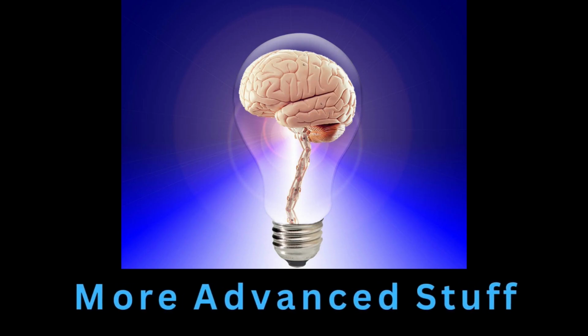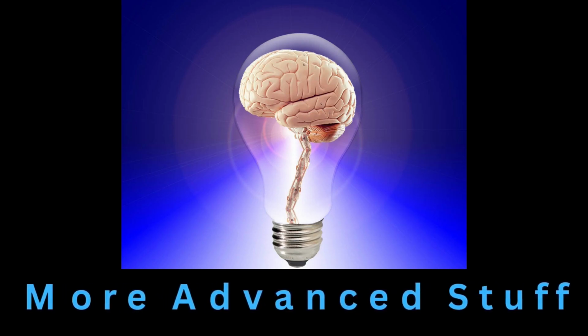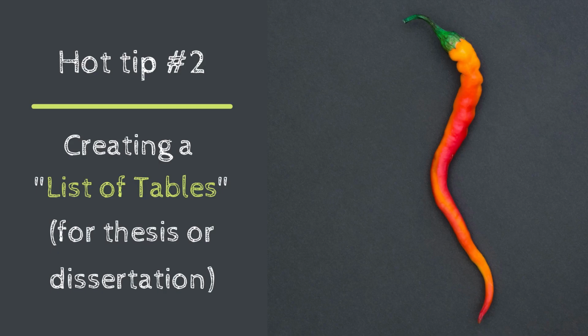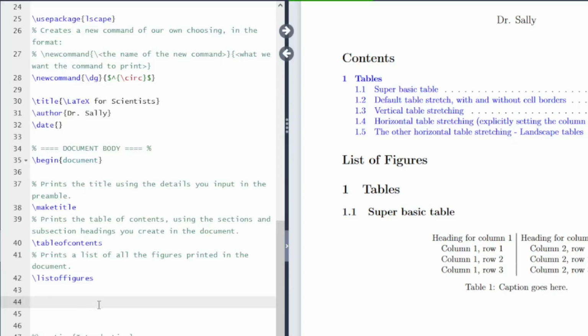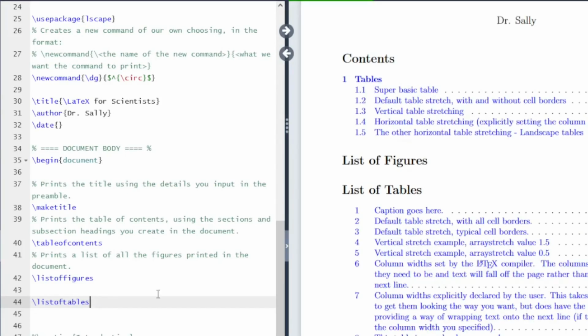So now let's get on to the more advanced stuff that you're more likely to need if you're writing a dissertation or thesis. Usually at the start of your document, as well as the table of contents, you'll want to have a list of tables. And if you watch the video on figures, you're going to be very unsurprised to know that to do this, all we have to do is type \listoftables, all as one word. And that's literally it. It seems a little bit cheating to call this advanced, but it is something that you need to use in more advanced or complicated documents.